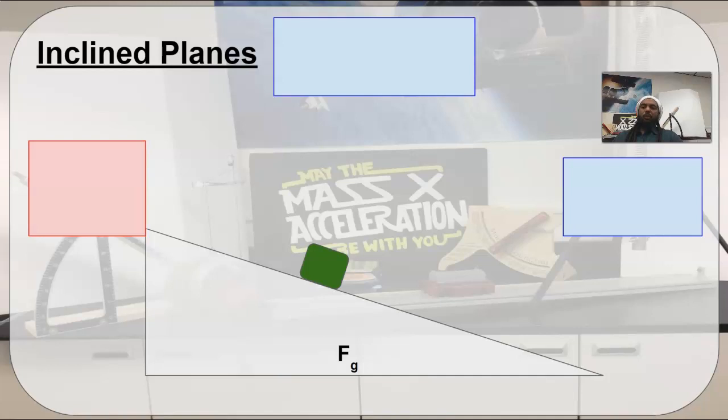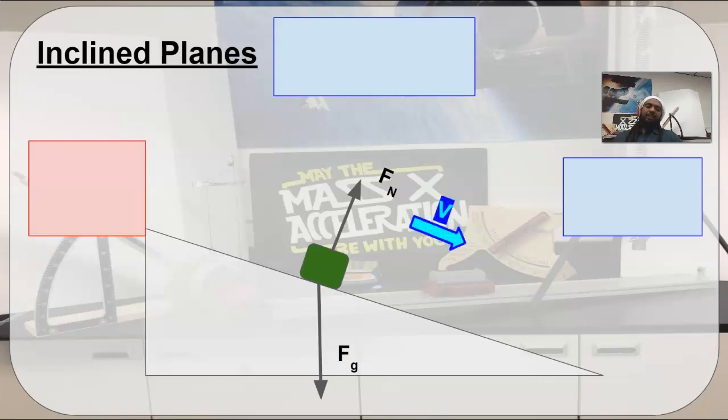First one we look at would be an inclined plane. So an object on an inclined plane will be in a gravitational field, therefore there will be a force of gravity. That force will be acting vertically downward, not perpendicularly into the plane. That's a common mistake that some people make. Now the object will be in contact with the plane, and therefore there will be a normal force pushing out from the plane, perpendicular to the plane.